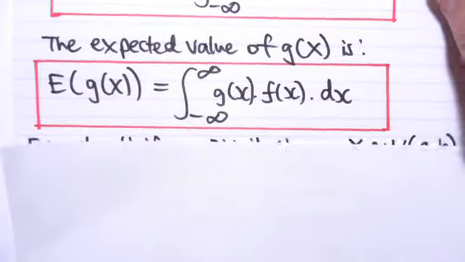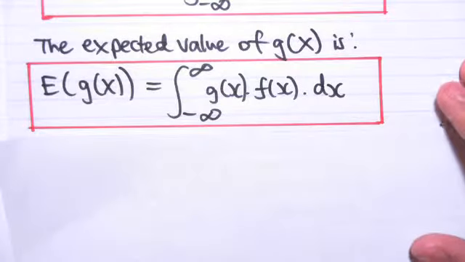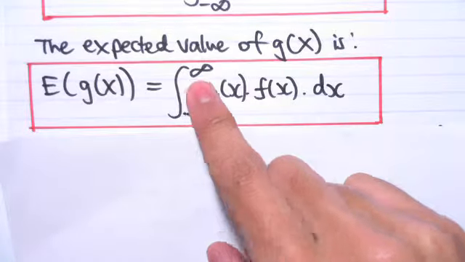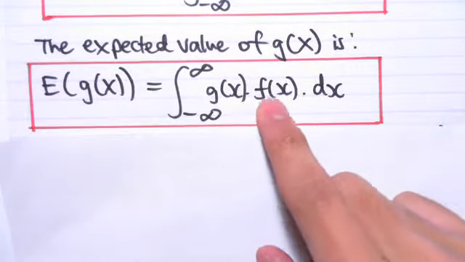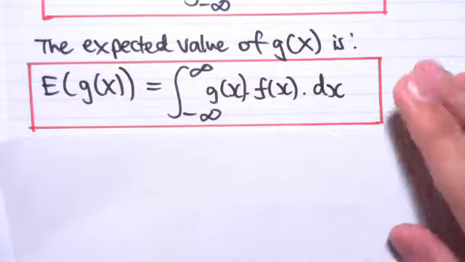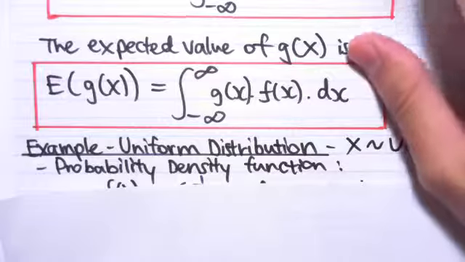So the expected value of, let's say, a function g(x), that is basically the integration from negative infinity to infinity of g(x) times f(x). So remember, f(x) is our probability density function. So let's go for an example.